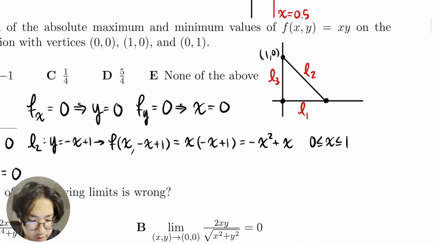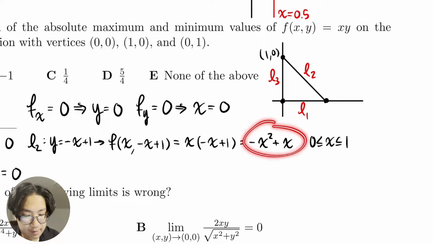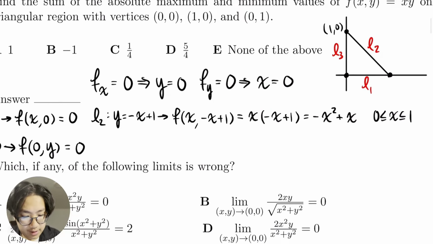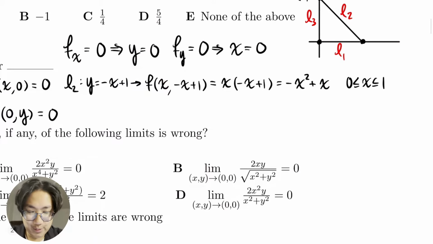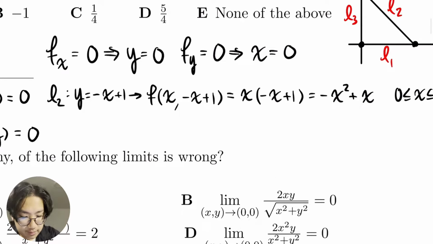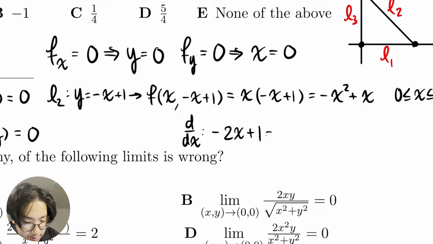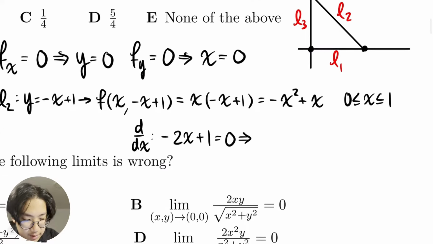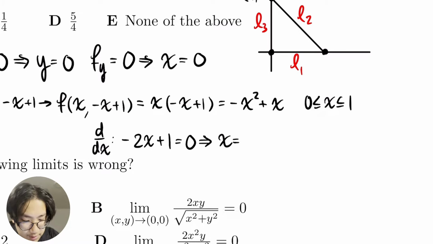Next, we basically just want to find the maximum and minimum value of this new function on this interval. One of the easiest ways of doing this, and what I've frequently noticed in the instructor solutions, is you simply take the derivative and use the first derivative test from Calc 1. So d/dx gives -2x plus 1 equal to 0, and when you solve for x, you get x equal to 1/2.